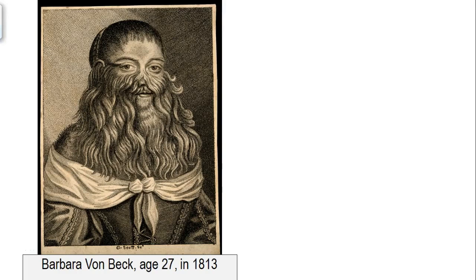That is a scary looking picture. Barbara von Beck at age 27 in the year 1813. We're just not used to seeing a woman with so much hair. But why does she have so much hair?